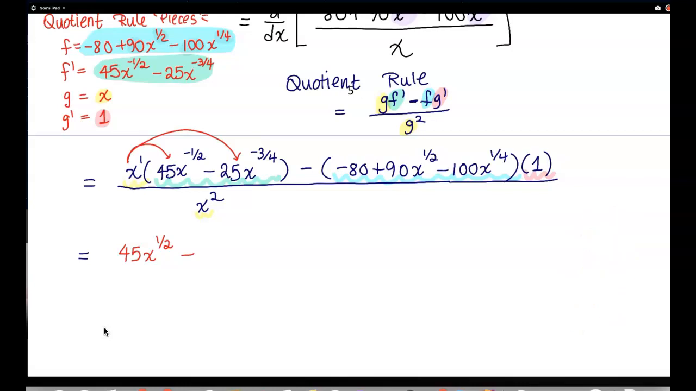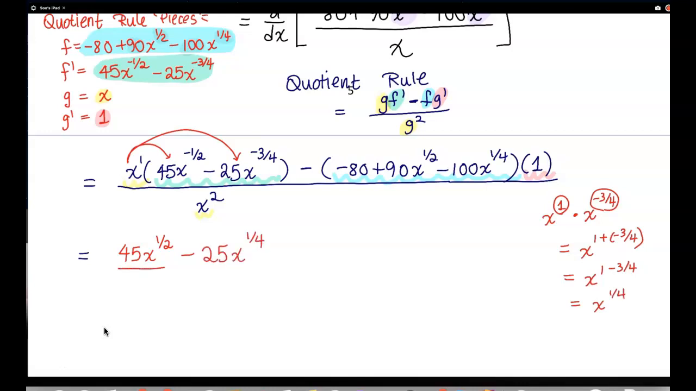The next power is going to be x to the first power times x to the -3/4 power. So I need to add those fractions. X to the first power times x to the -3/4 power. You have to add these powers. So x to the 1 plus -3/4, which becomes x to the 1 minus 3 over 4. That's why I will have x to the positive 1/4 minus 25 x to the positive 1/4. I am done with the first one and the second one.